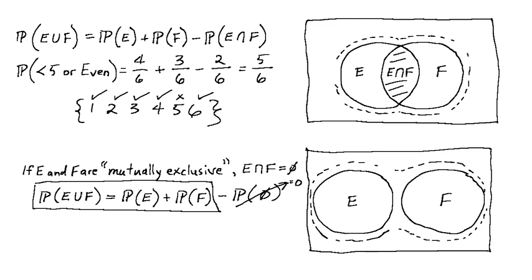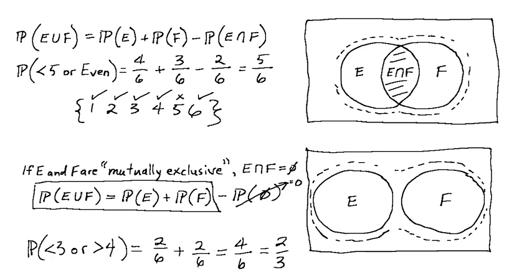As an example, we could ask for the probability of rolling a number that is either strictly less than 3 or strictly greater than 4. These two events are mutually exclusive because no number can be simultaneously less than 3 and greater than 4. It follows that the probability of the event is simply the probability of rolling a number strictly less than 3, that's 2 over 6, plus the probability of rolling a number that's strictly greater than 4, that's also 2 over 6. Summing these probabilities gives us our answer, 2 over 3.